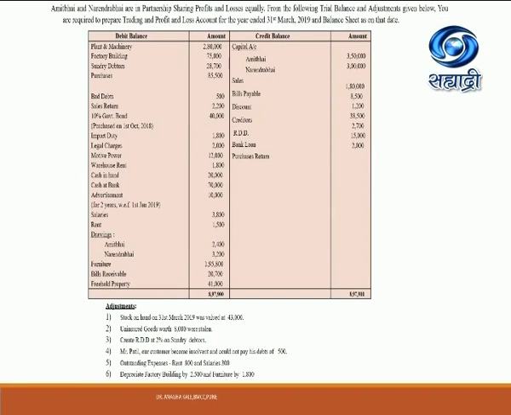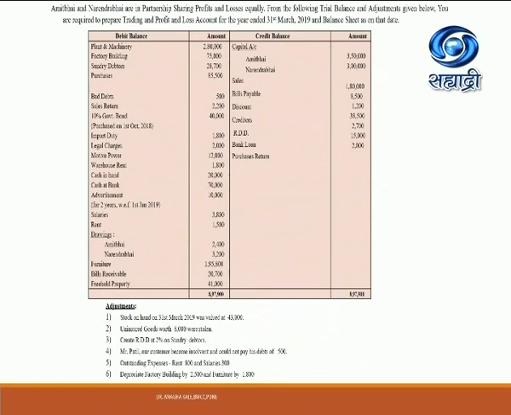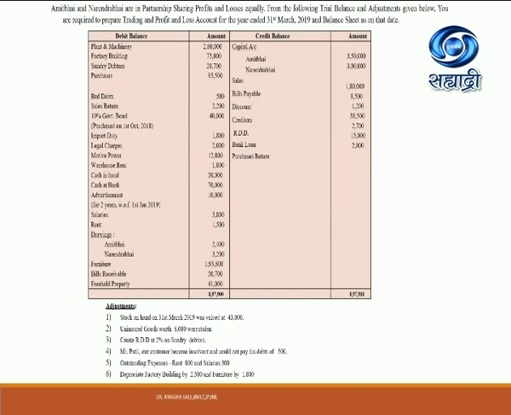Then legal charges are indirect expenses. So in profit and loss account on debit side, you will find legal charges 2,000. Motive power is the power to operate the machinery. So it is a direct expense, trading account, debit side, to motive power 12,000.